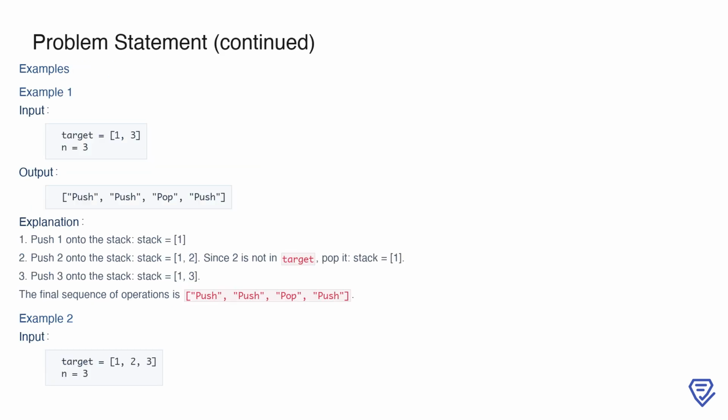To make this clearer, let's look at the first example. Here, the input target array is 1, 3, and n is 3. To build the target, we start by pushing 1 onto the stack. Next, we push 2, but since 2 is not in the target array, we immediately pop it off. Finally, we push 3 onto the stack. The stack now contains 1, 3, which matches the target array. The sequence of operations is push, push, pop, push. This ensures the target array is constructed in the correct order while adhering to the rules of the stack operations.